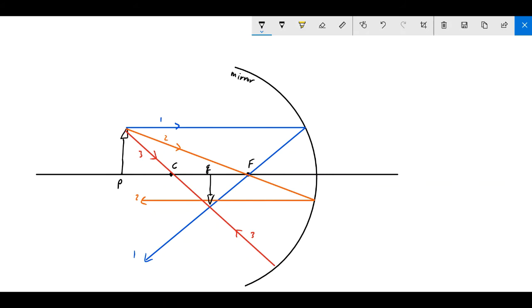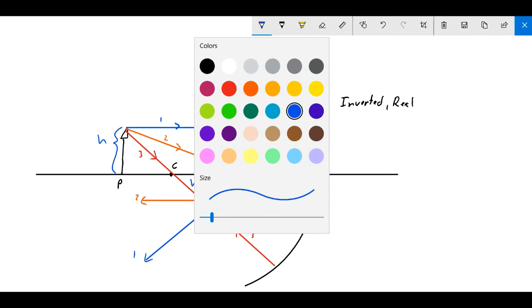So what does that tell us? It tells us that this is where we would find the position of the image. And the image, of course, is inverted. It's also going to be a real image because we have real rays of light that are forming the image. And if we wanted to, we could measure the height. This distance right here would be our h prime, and this distance right here would just be h. You can see, without even measuring, that this distance is a lot smaller, right? So we can say that the magnification is going to be less than 1.